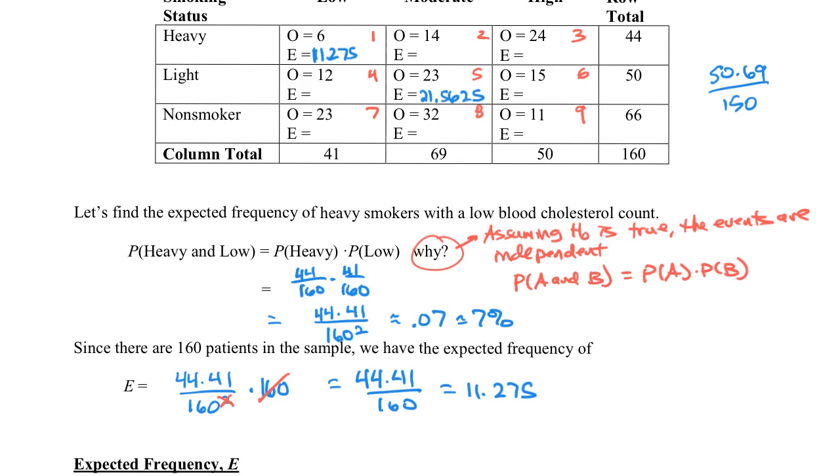Okay, I'll do one more. Let's figure out this one. We figure out the expected value here of heavy smokers with high blood cholesterol count. Well, the row total here is 44. Column total is 50. And I always divide by 160. So it'd be 44 times 50 divided by 160. And that should give you 13.75. And if you go through the math on all of those, you should get those numbers listed there.